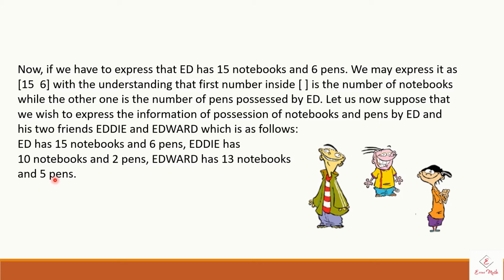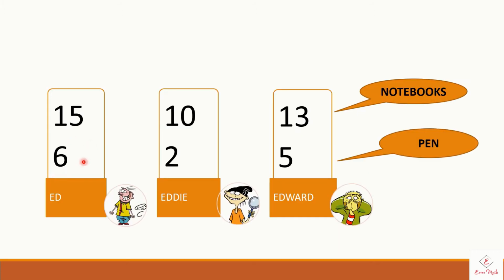and 5 pens. So अब इसको simple way में अगर हम इंटरप्रेट करेंगे तो कुछ इस तरह से होगा: number of notebooks possessed by Ed, Eddie and Edward and also number of pens possessed by them. So इसको हम लोग matrix में कैसे represent करेंगे? Representation of a matrix is very easy to understand. We denote a matrix alphabetically by any capital letter. जैसे यहाँ पे इसको हम denote करेंगे capital A से, and the numbers are written inside these square brackets.